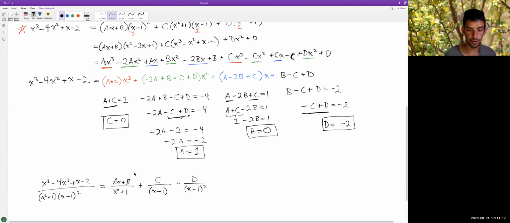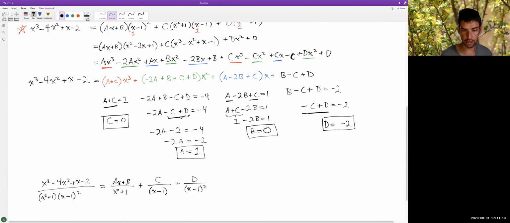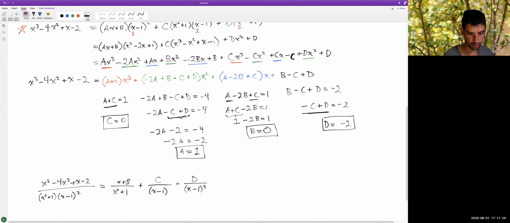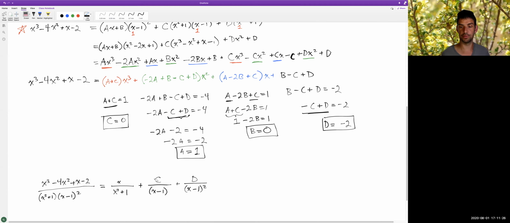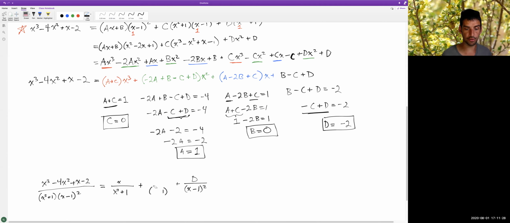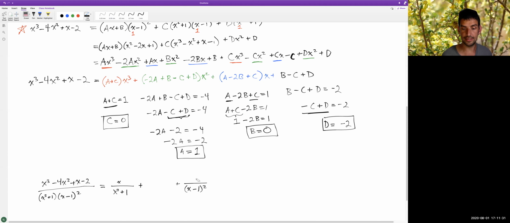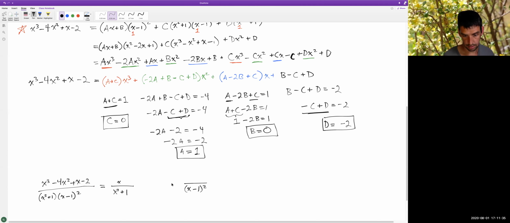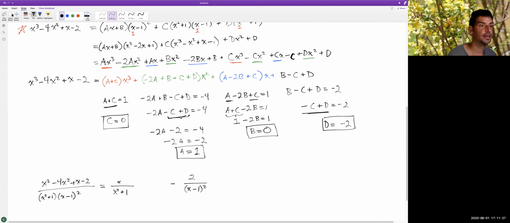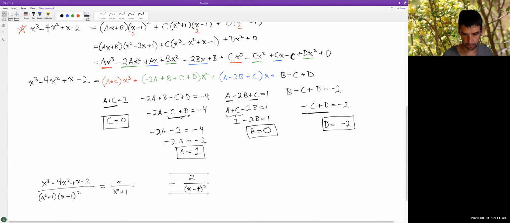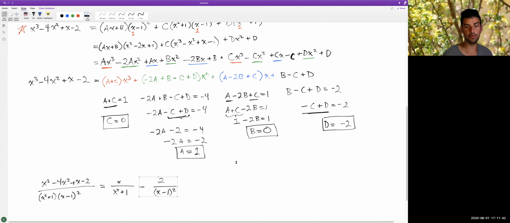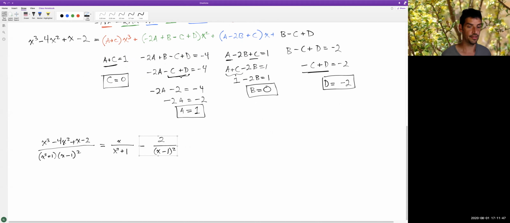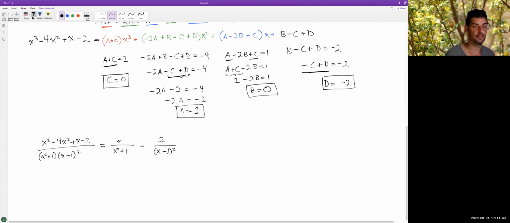So what do we have? Well, A is 1, B is 0. So this first fraction is just x over x squared plus 1. C is 0, so this whole thing disappears. And D is minus 2. So this will be minus 2. And let's just move that all over. So now we have a new way to write this rational function.